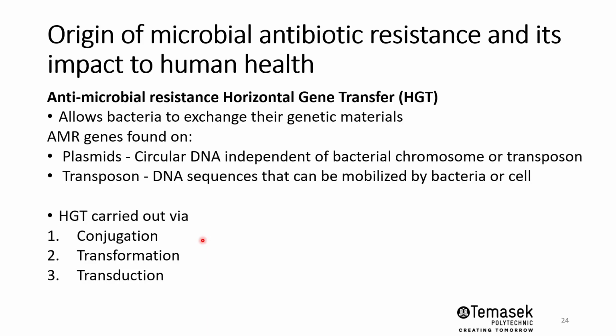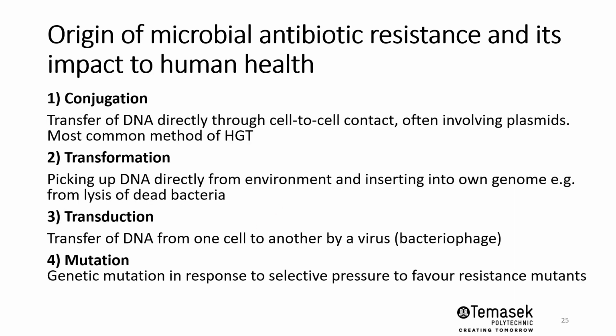Horizontal gene transfer for antimicrobial resistance is carried out through different processes, including conjugation, transformation, as well as transduction. So let's have a look at the individual horizontal gene transfer methods. We mentioned conjugation as a way of bacteria spreading AMR genes. Conjugation is the transfer of DNA directly through cell-to-cell contact, often involving plasmids. This is the most common method of horizontal gene transfer. Bacterial cell contact can be established through the pili, an appendage on the bacteria itself, to transfer the plasmid across two bacterial cells.